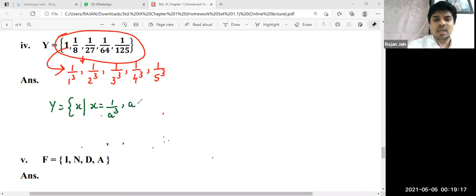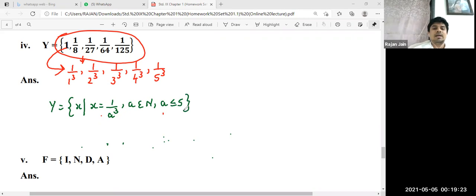So I will say a belongs to a set of natural numbers, a less than or equal to 5, and close the bracket. Okay, then next question. F is a set of I, N, D, A. Now from this I should understand that they are the letters of the word India.